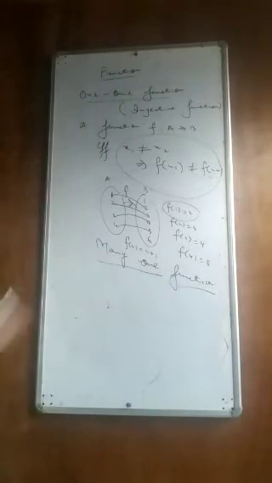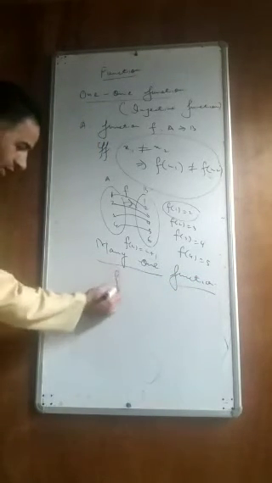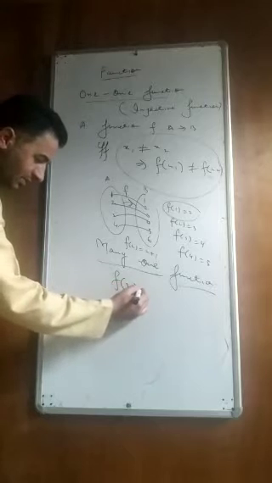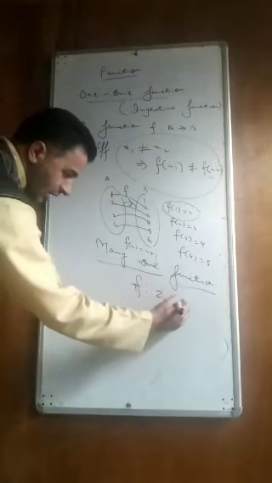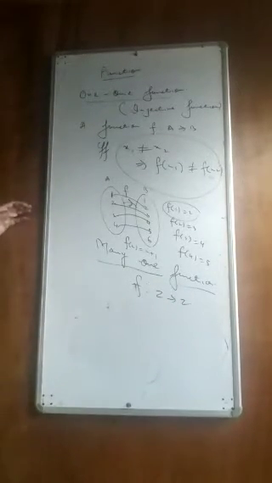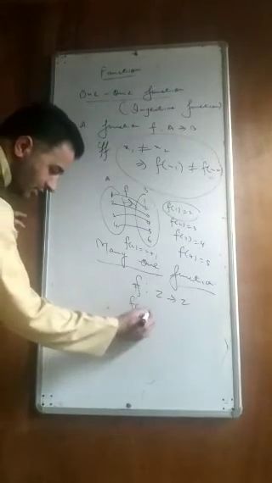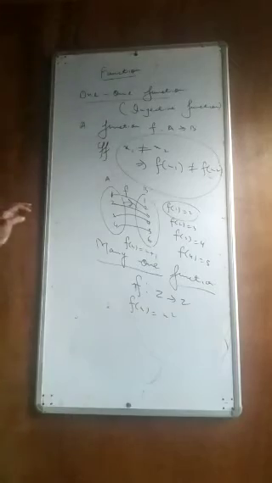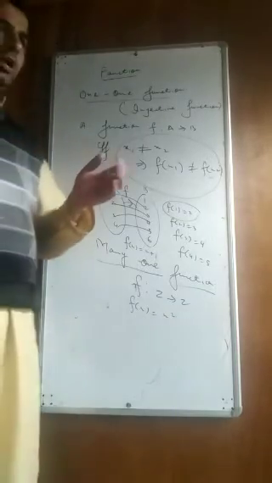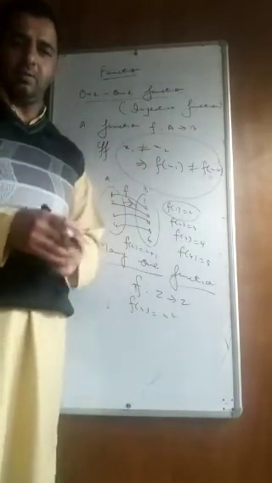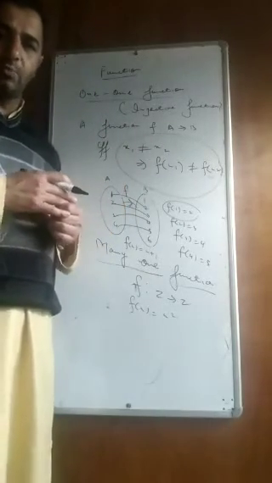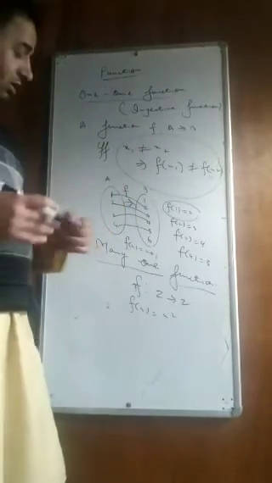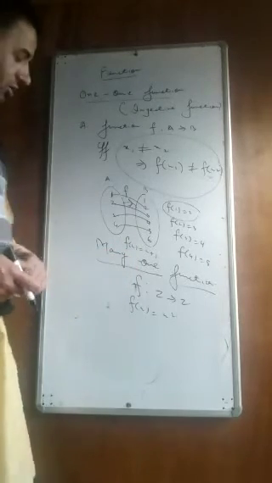For example, a function f of x, a function, if I define a function f from Z to Z, and f of x is equal to x square. Many to one means if distinct elements of A have same image in B. If distinct elements of A have same image in B, then the function is called many to one function.